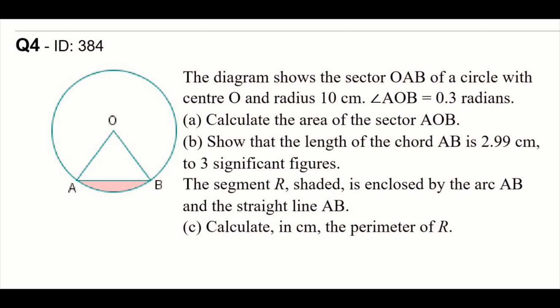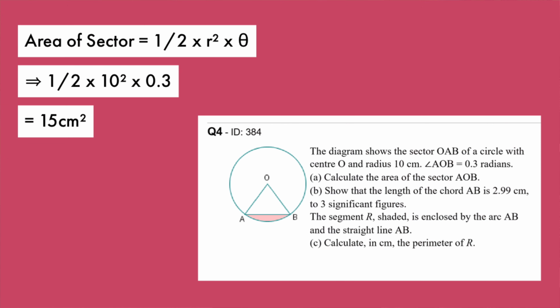The segment R shaded is enclosed by the arc AB and the straight line AB. C. Calculate in centimetres the perimeter of R. Beginning with question A, we should know that the area of a sector is 1/2 multiplied by the radius squared multiplied by the angle in radians. If we plug in the values, the radius being 10 and theta being 0.3 radians, we have the answer of 15 centimetres squared.